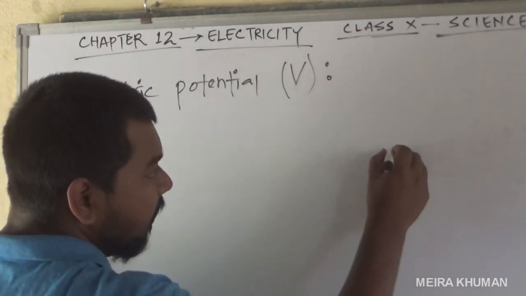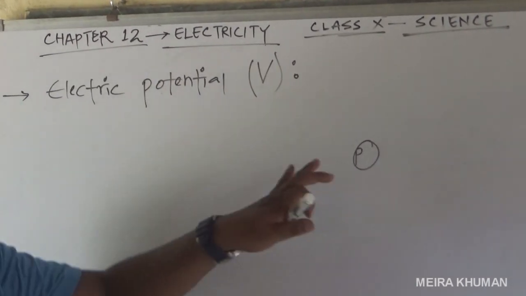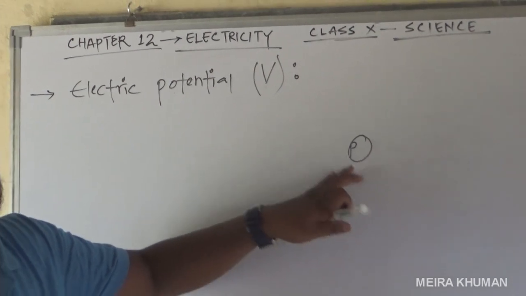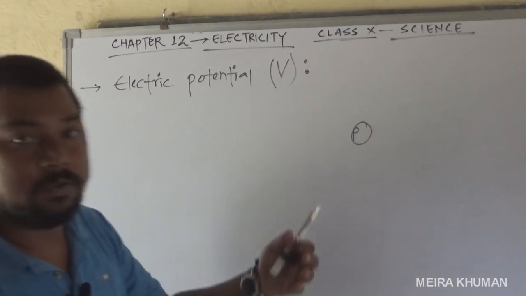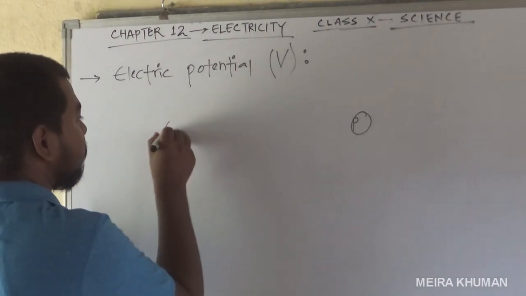Say there is a point P. I want to calculate the electric potential of that particular point P. For that, what will I be doing? I will be taking a charged particle. Say there is a charge Q.